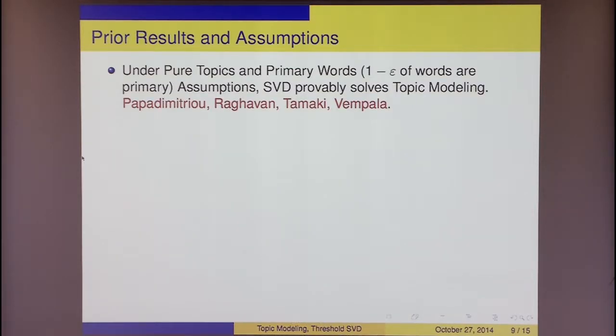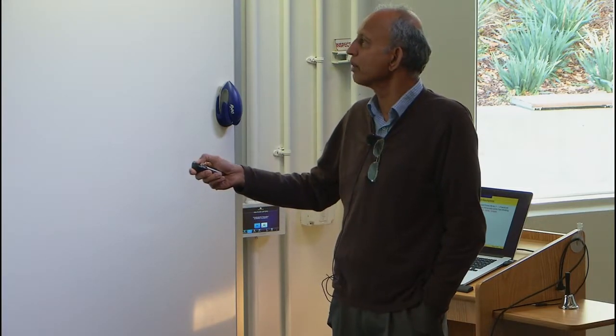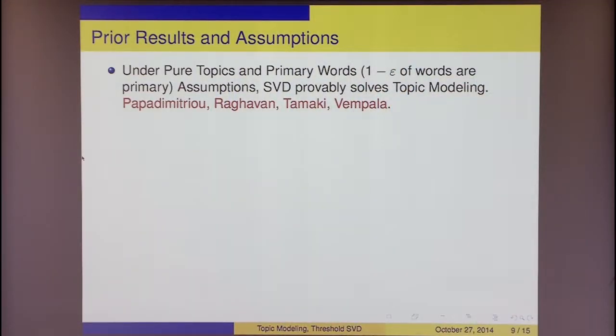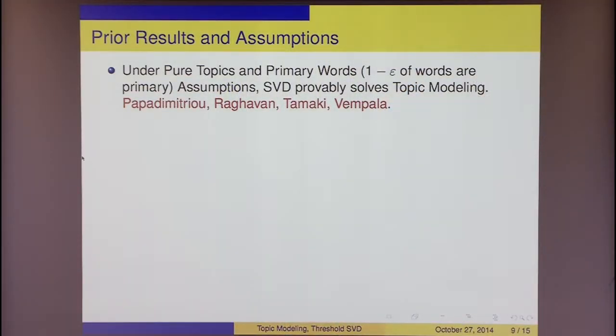Let me do a little survey. This is a huge topic with a lot of nice literature, but let me just survey a few things that are very relevant to this talk. Early on, there was the assumption of pure topics, that is, each document is purely on one topic. So the crosses are right in the corners, but not the circles. Circles need not be in the corners. Then, making another assumption about primary words, that 1 minus epsilon of the words are primary, you can think of primary words as sort of dominant features. SVD solves this problem, as was shown early on by Papadimitriou, Raghavan, Tamaki, and Vempala.